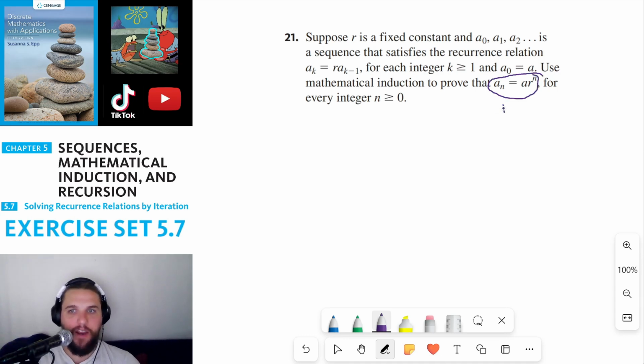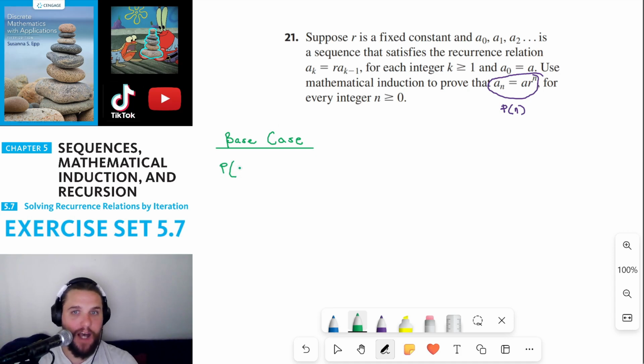So this part right here is going to be our P of n. And we'll start with our base case where we prove that P of n is true for the smallest possible integer n, which in this case would be 0. Now, first, we'll start by restating what P sub 0 is to show what we need to prove, which would be that a sub 0 equals a times r to the 0th power.